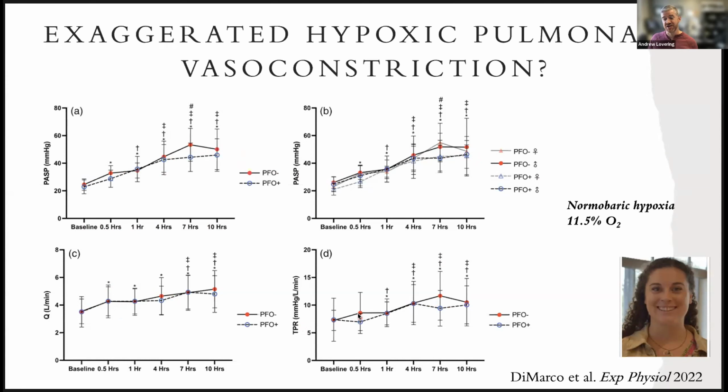So the take-home message here is, just because you have a PFO, it doesn't mean you're going to get high altitude pulmonary edema. However, if you do have an exaggerated hypoxic pulmonary vasoconstriction, which increases your right heart pressure, and you have a PFO, that might allow for more blood to flow across that PFO and cause problems. But we haven't studied individuals that are high altitude pulmonary edema susceptible yet.